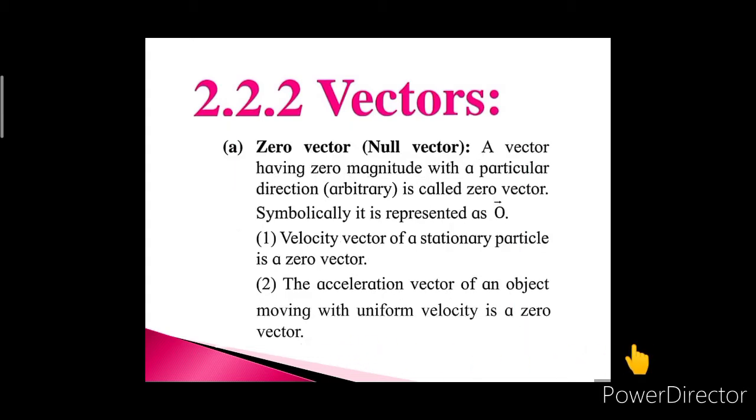Then we had seen different types of vectors. First is the zero vector, which is also called the null vector. A vector having zero magnitude with an arbitrary direction is called a zero vector. Symbolically it is represented as 0 with a small arrow over it. Examples: the velocity vector of a stationary particle is a zero vector, and also the acceleration vector of an object moving with uniform velocity is a zero vector.